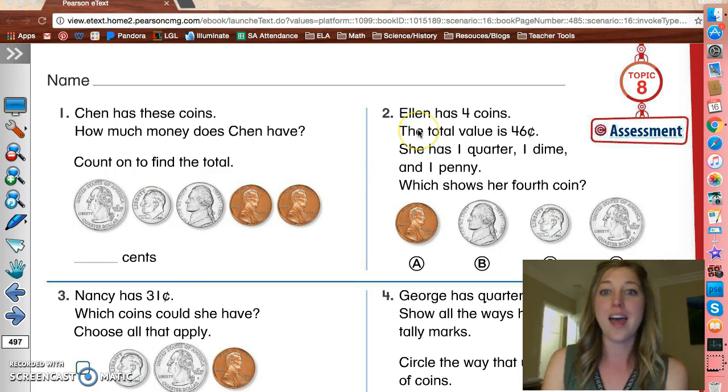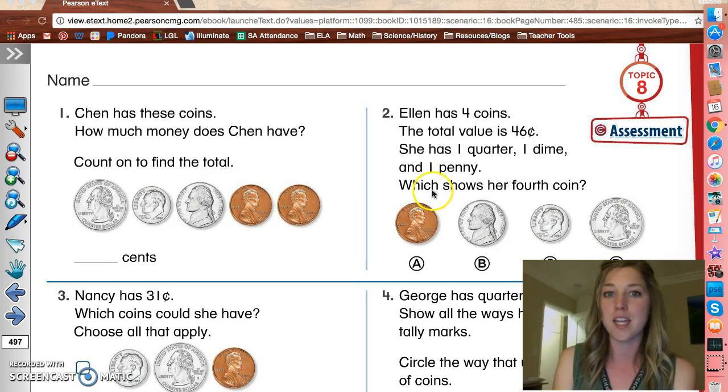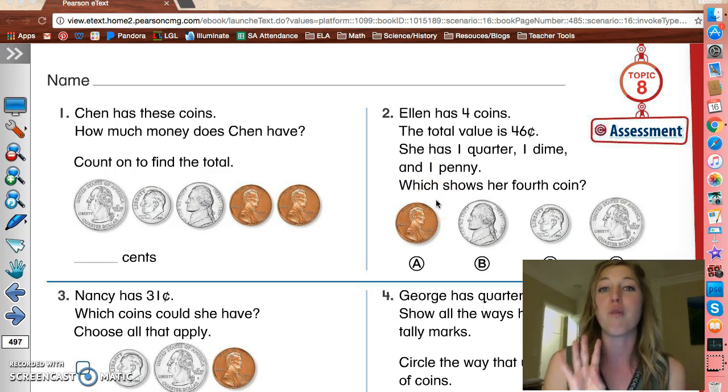Number 2, Ellen has 4 coins. The total value is 46 cents. She has 1 quarter, 1 dime, and 1 penny. Which shows her 4th coin? So she has 4 coins. They told you what 3 of them are. They told you the total. You need to figure out what her 4th coin is. You can pause and work on that.